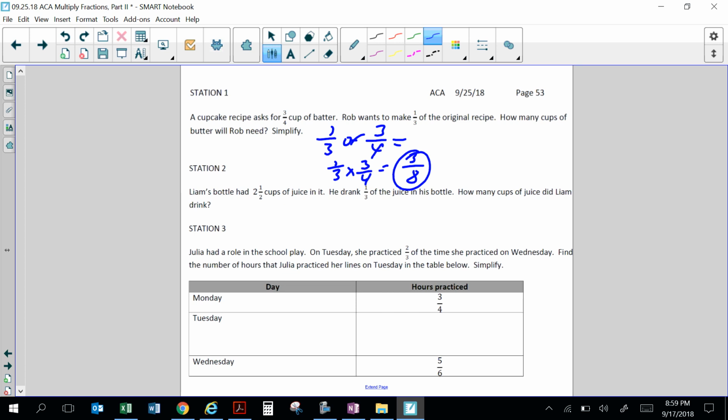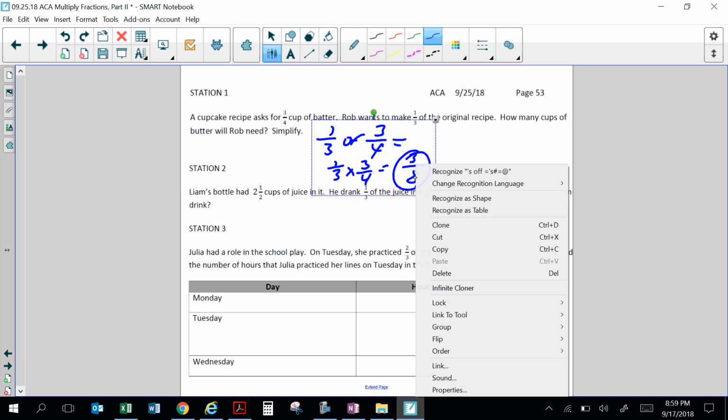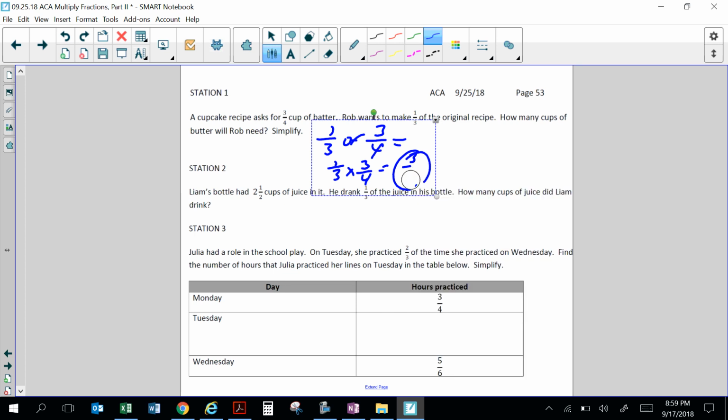Stop. Hold the horses. How embarrassing. I just realized I made a huge mistake. I don't even know how to multiply here. 1 times 3 is 3. 3 times 4 is 12. It did say simplify it, so I can divide both the numerator and the denominator by 3 and get 1/4.